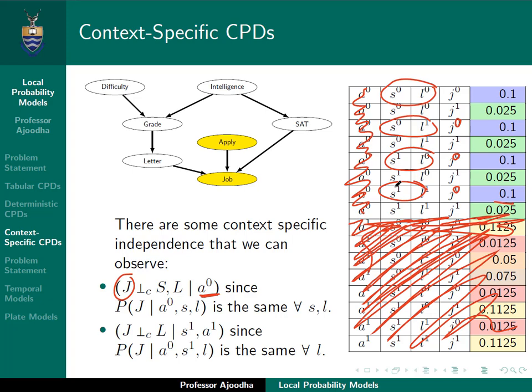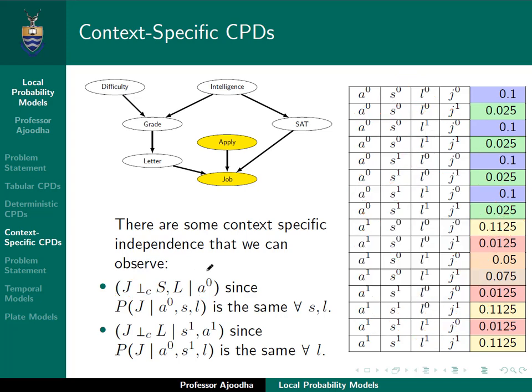So what we're saying is that even when J is 1, it takes on this particular value with a different set of S and L. J=0 will always be 0.1 no matter what S and L are, and J=1 will always be 0.025 no matter what S and L are. So we can write it down as J is contextually independent of S and L given A=0. In other words, on this half of the table, no matter how S and L change, if J is 0 it's 0.1, and if J is 1 it's 0.025.